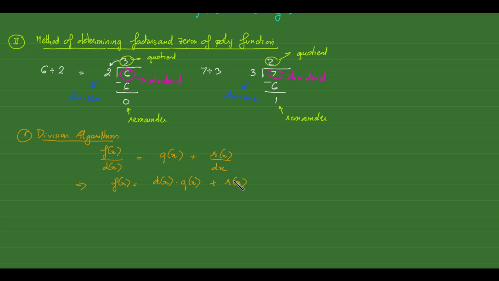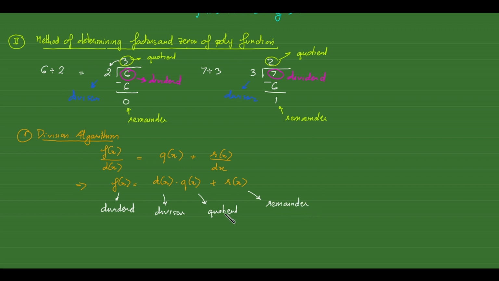So why do I have to write it in function form? Because we are talking about polynomials. When you divide a polynomial, this is the dividend right here, and this is the divisor. The divisor is a polynomial, the quotient is also a polynomial, and the remainder is also a polynomial, because we're not dealing with numbers anymore.